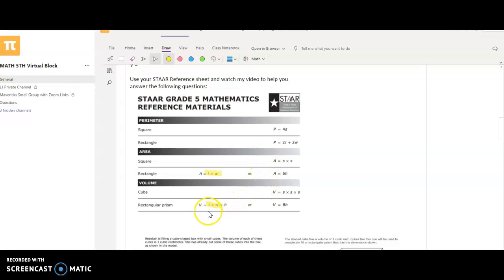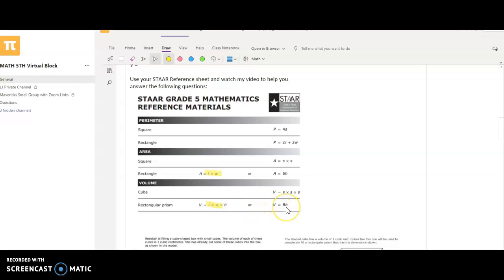So one thing we know about volume is it has 3 dimensions. It has a bottom layer, and then it has some height. It has other layers. And so one way we find out volume is by figuring out the area of the bottom layer and then multiplying it by the number of layers we have. That's where this formula comes in.